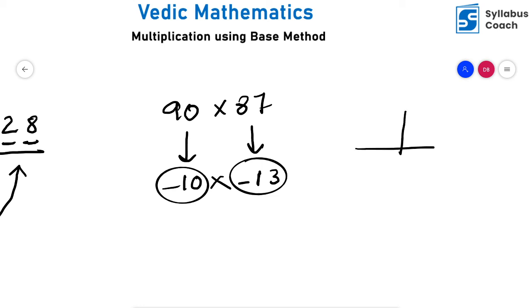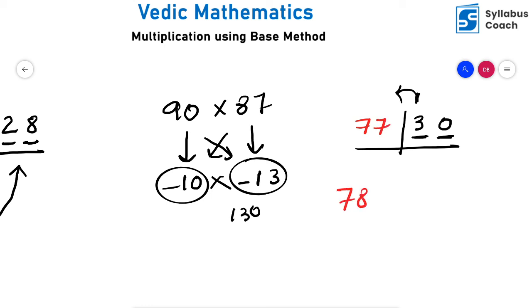So the answer would have 2 digits on the right hand side. So 10 into 13 is 130. So I have 30 because I can have only 2 digits on the right hand side. So 1 should be carried away, right? Because it's 130. And then 90 minus 13 or 87 minus 10, that should be the left hand side section. 87 minus 10 is 77. So 77, and when you carry 77 plus 1, it will become 78 30. So the answer is 78 30 to this question.